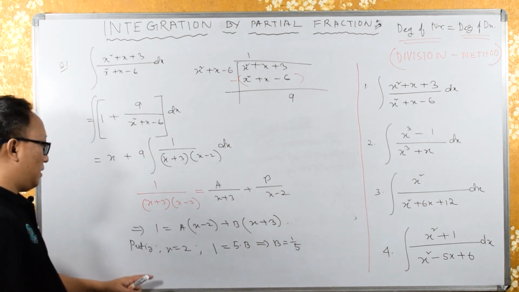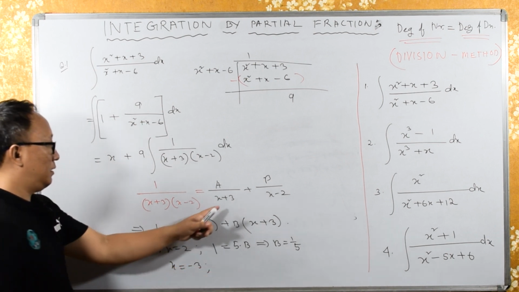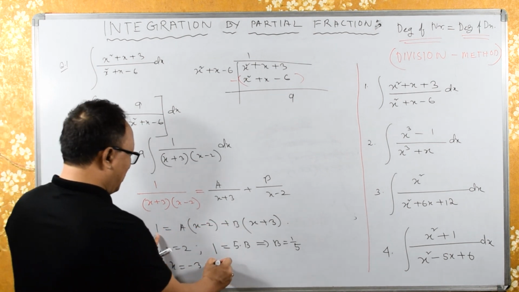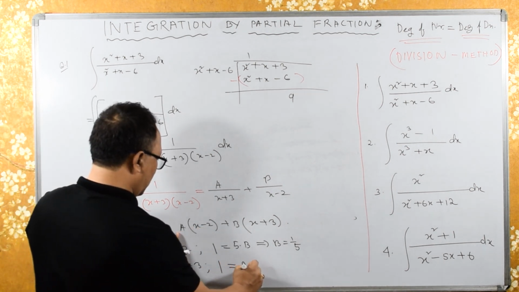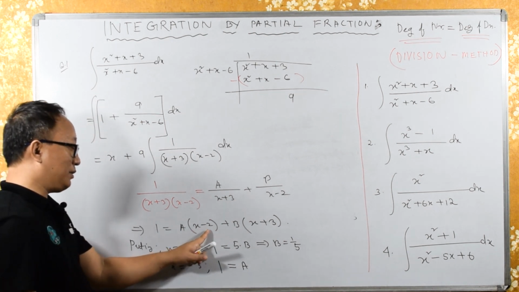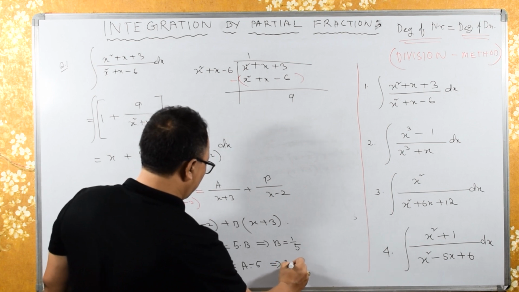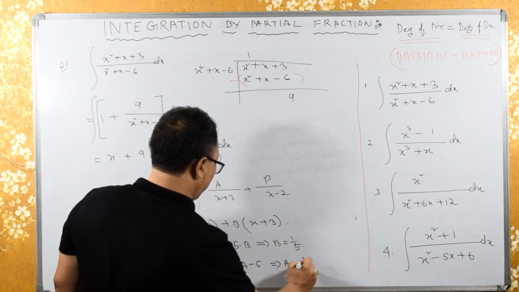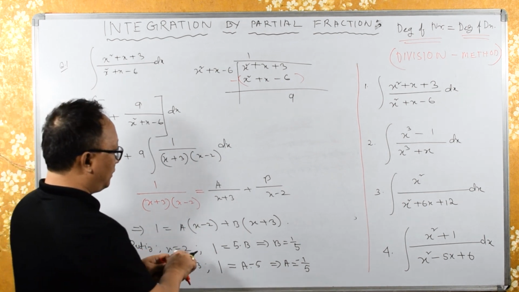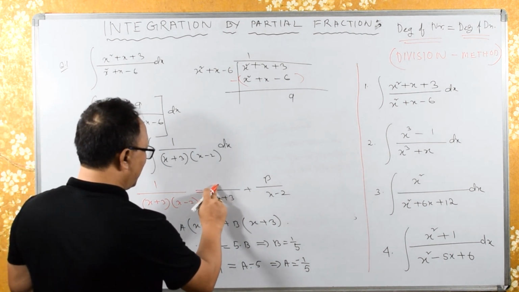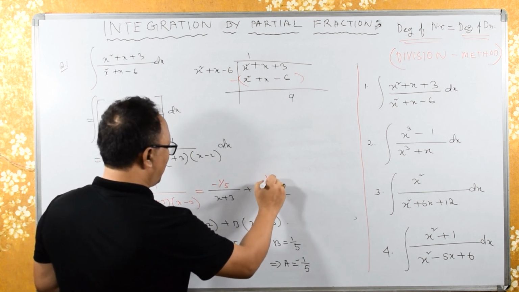Now if I substitute x equals minus 3 in this equation, on the left hand side I have 1, and on the right a into minus 3 minus 2, which is minus 5. Therefore a equals minus 1 upon 5. So I'm getting a and b over here: a is minus 1 upon 5, and b is 1 upon 5.